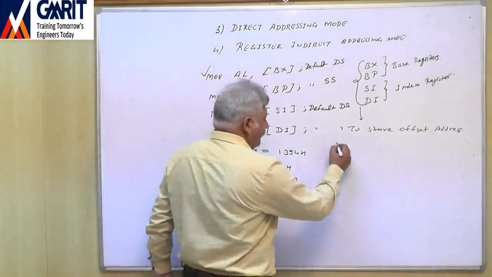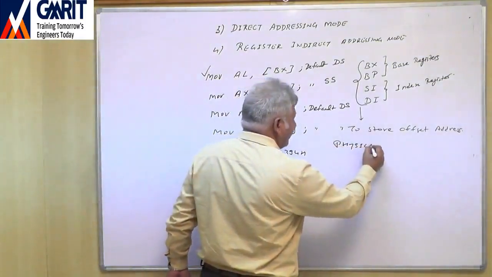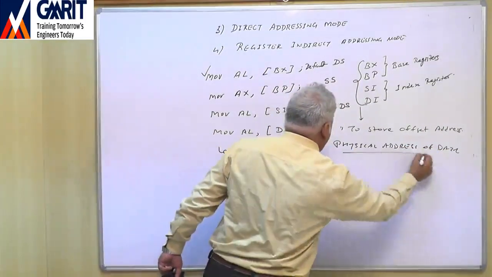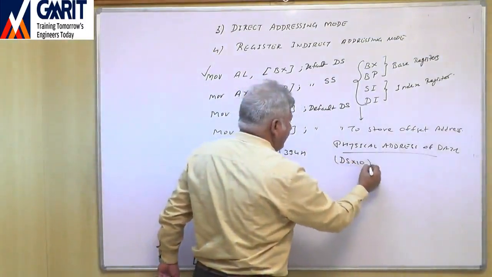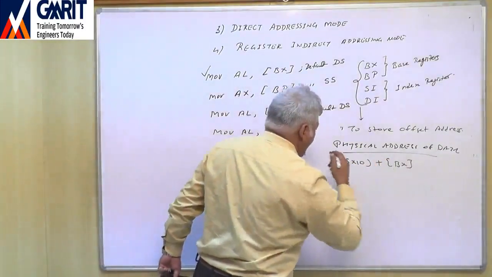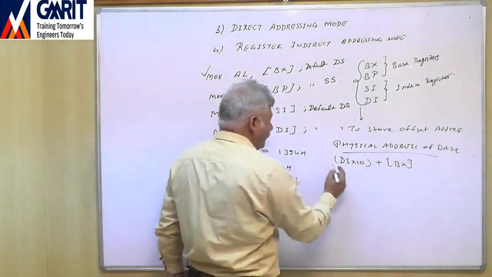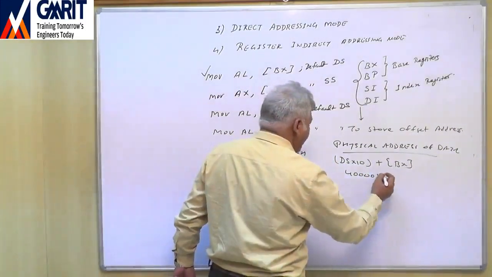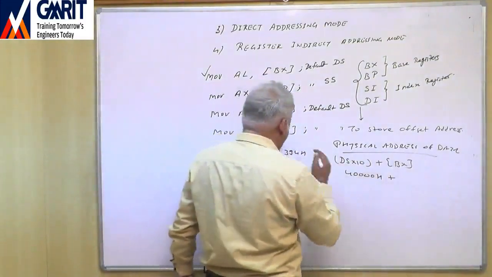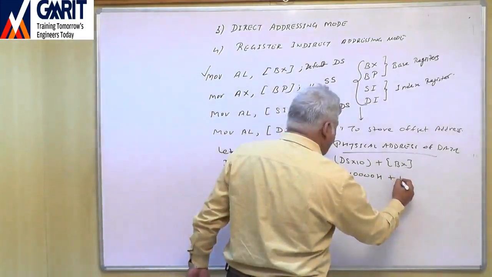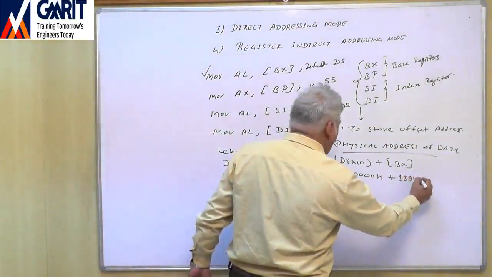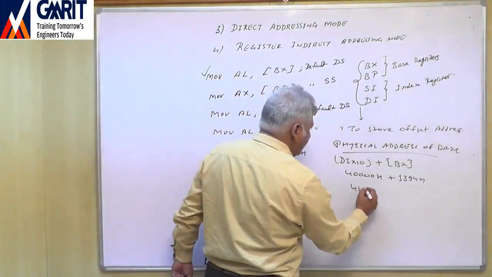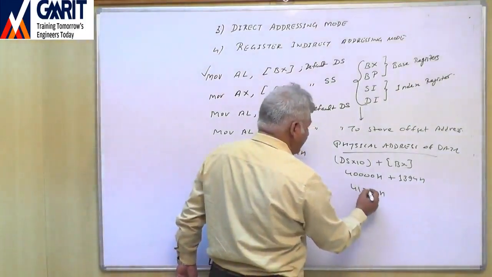So in this case the physical address of our data will be DS times 10 plus the value of BX. So the data segment is 4000, you add one more zero, plus the value of BX, which is 1394. Add this, now this is the offset, so if you add then you will get 41394H.